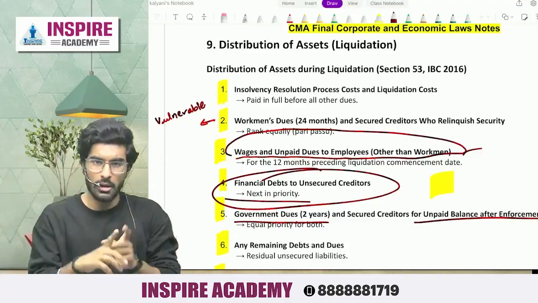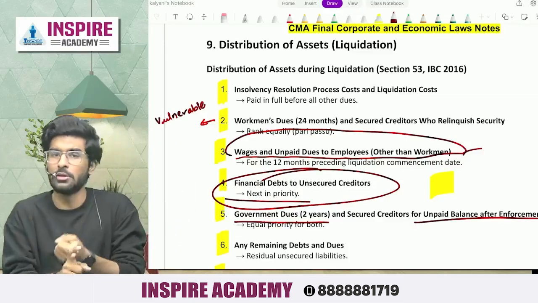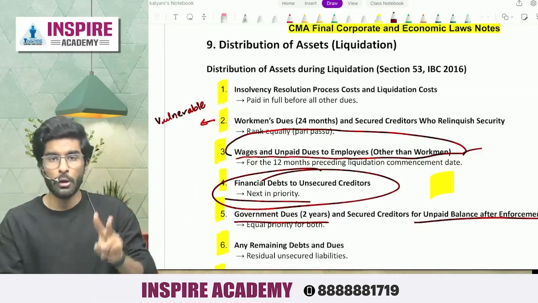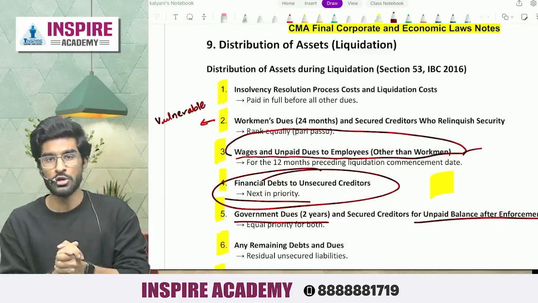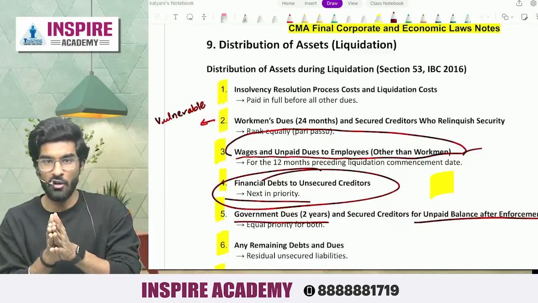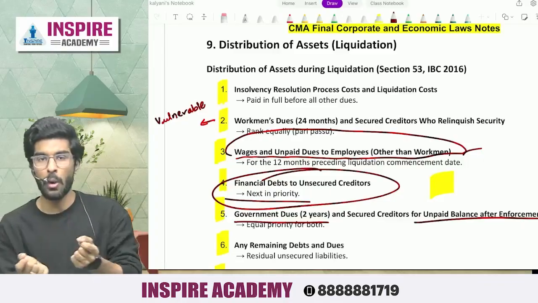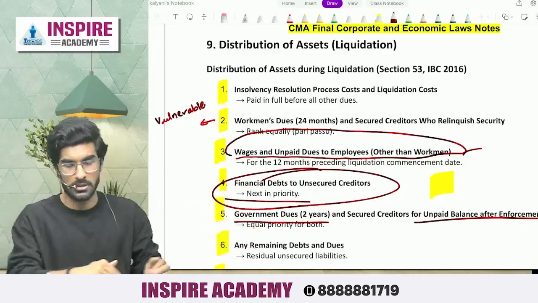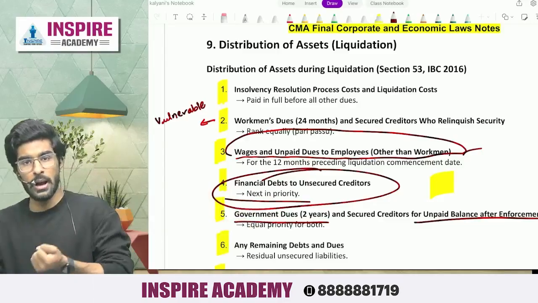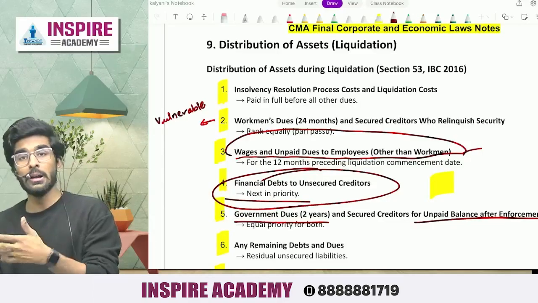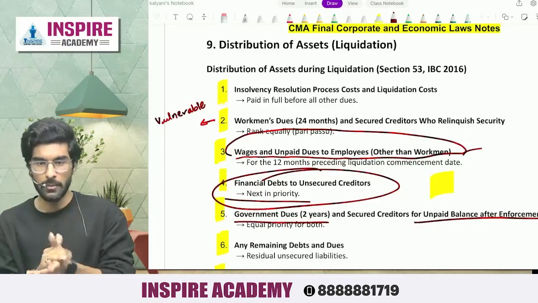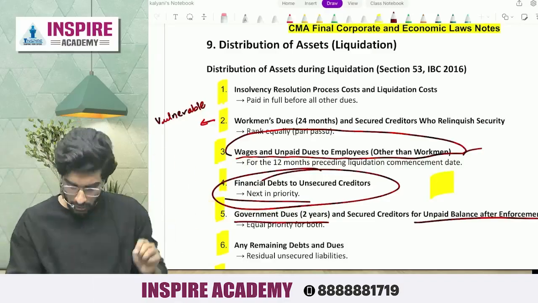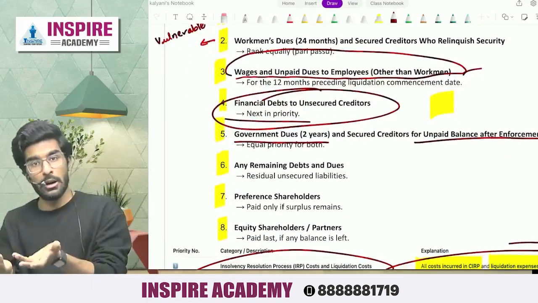Number one, you're going to cover the important part: insolvency IRP cost and liquidation cost. Yes or no? Number two, the most affected category of people: one who has got a bigger heart, and one who is the most vulnerable. Most vulnerable, workmen, 24 months. Who has got a bigger heart? Secured creditors who have relinquished their security interest. Okay. Number two. Number three is, people, employees, last 12 months. Yes or no? Next is, people, unsecured creditor will come.